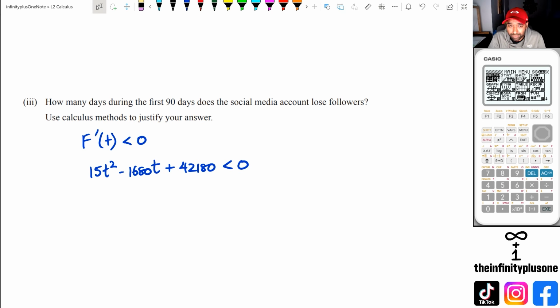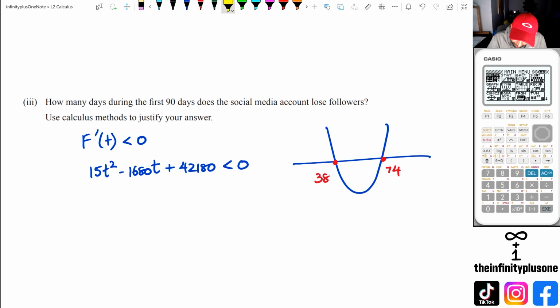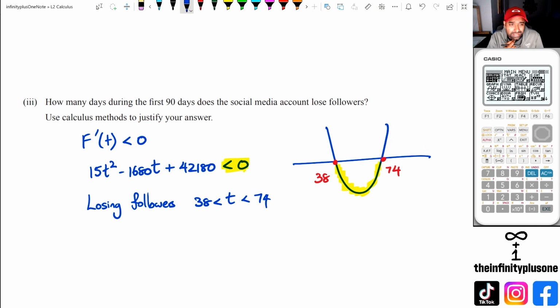Now this particular graph is a parabola, and we already found the two intercept points there, because that was 38 and that was 74. And for when it's less than 0, it is between these two zones here. So I guess we would say it's losing followers when t is between 38 and 74. So the question's asking how many days during the first 90 days. So you probably have to go 74 take away 38. That's going to give you 36 days of losing followers.